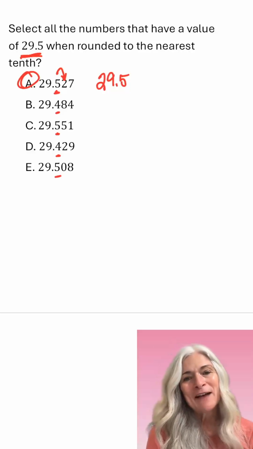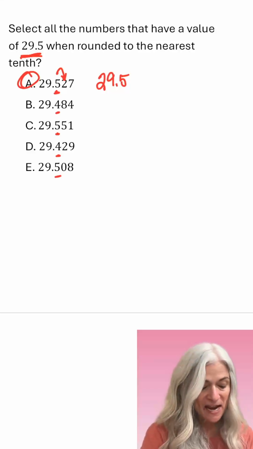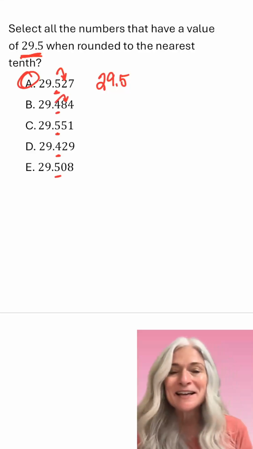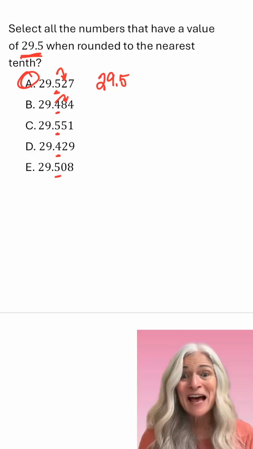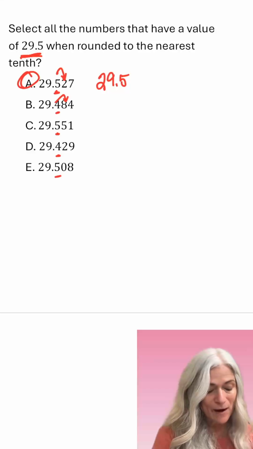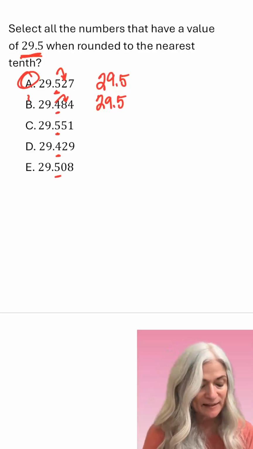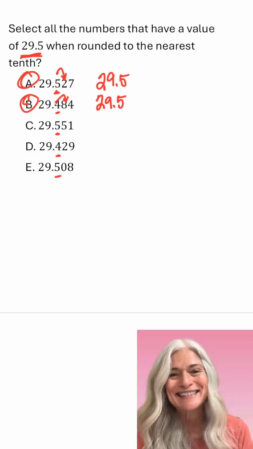All right, we have 29 and 484 thousandths. Okay, we're looking at 4/10. We're looking at the neighbor to the right. We have 8/100. That's more than 5. That's going to be closer to the higher number. So that one's going to round up to 29 and 5/10. That's another correct choice.